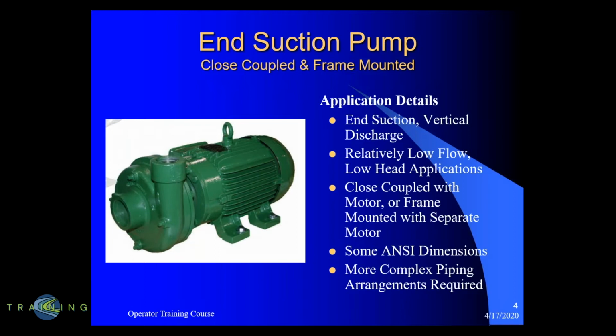The discharge is on the volute, can be rotated in any direction, but it gets its name end suction because the water comes in through the end of the volute, right at the end of the pump, and then discharges vertically, or however you have that arranged. To me, the most complex part of this is the piping requirements. There's an offset discharge, and it's not a straight through design.